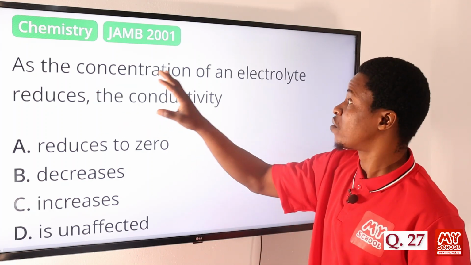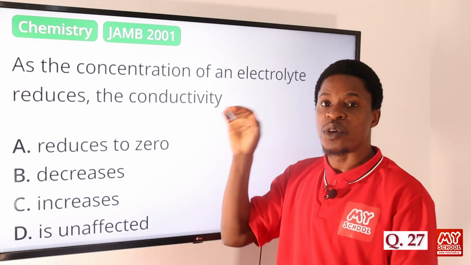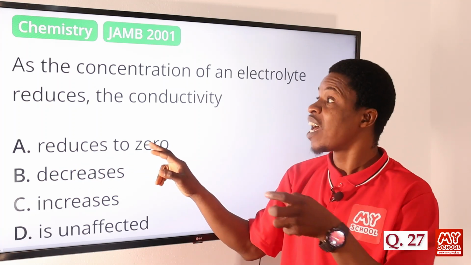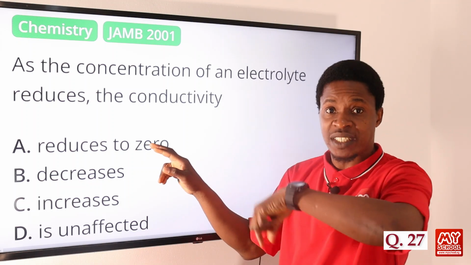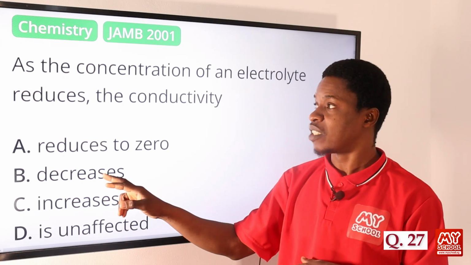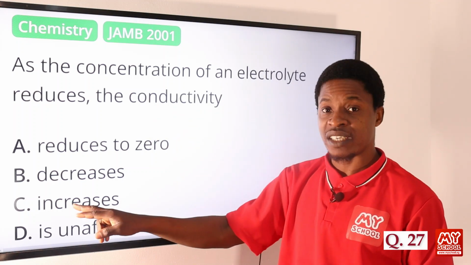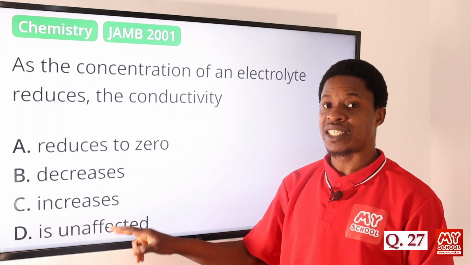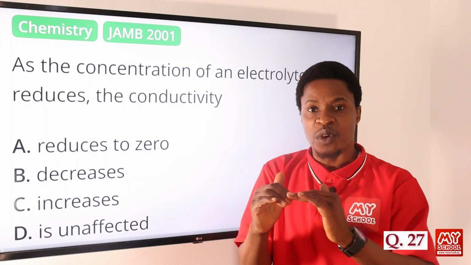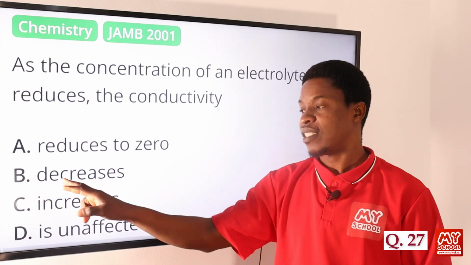So the question says, as the concentration of the electrolyte decreases, the conductivity will also decrease. Option A says reduces to zero. No, because we still have the ions present, so the conductivity cannot be reduced to zero. Decreases, yes, it will decrease because concentration is decreasing. It is not increasing, it is not unaffected. So the correct answer is option B, decreases.